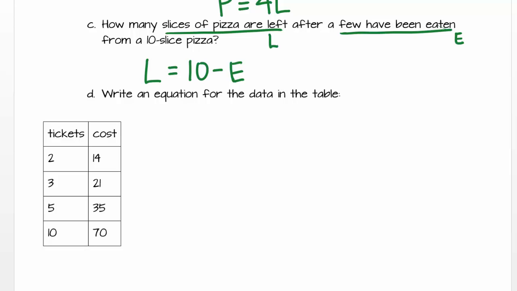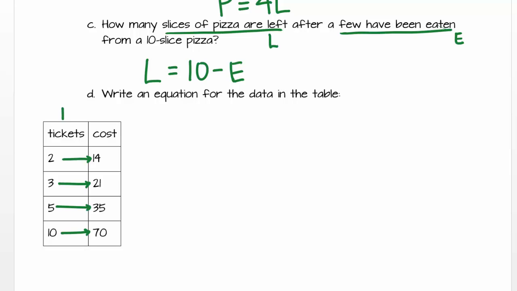Now the last one's going to switch things up again. We're going to write an equation for the data in this table. So we got to notice what's going on here. Somehow 2 tickets cost 14 bucks. 3 tickets cost 21, 5 cost 35, and 10 cost 70. Hopefully you realize that this is a multiple of 7, that we're going to take however many tickets we have and multiply it by 7 to get the total cost.